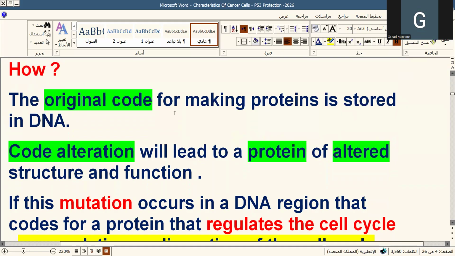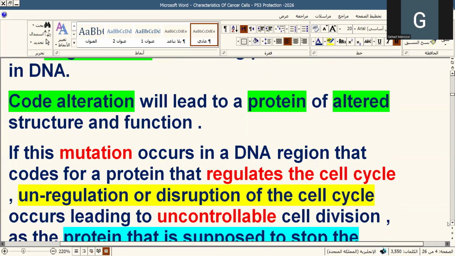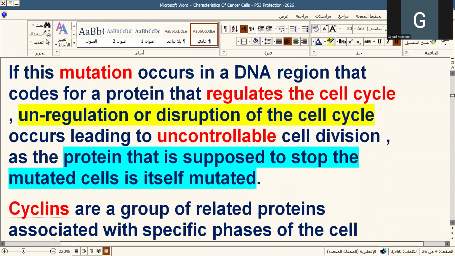The original code for making any protein is stored in DNA. So if you have a code alteration, that's to say if you have a mutation, then this mutation will lead to an altered protein or a mutant protein. And if this mutation, and this happens frequently in cancer cells, occurs in a gene or in a DNA region that codes for a regulator of the cell cycle, then there will be poor regulation or lack of regulation or failure of regulation of the cell cycle.